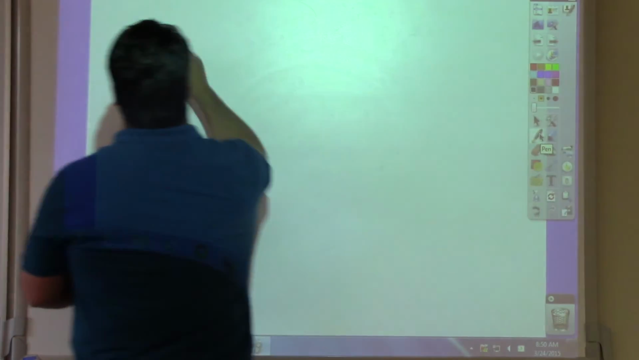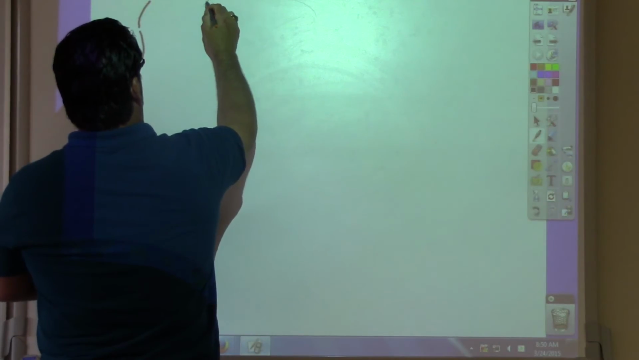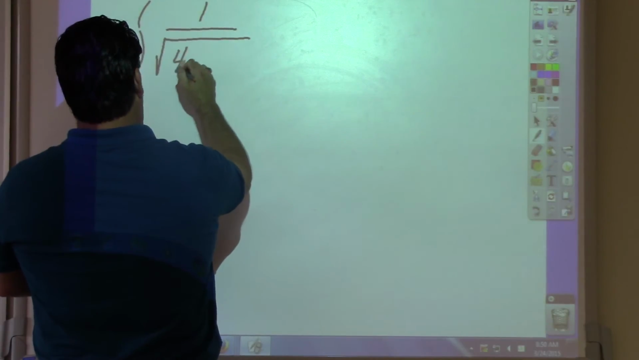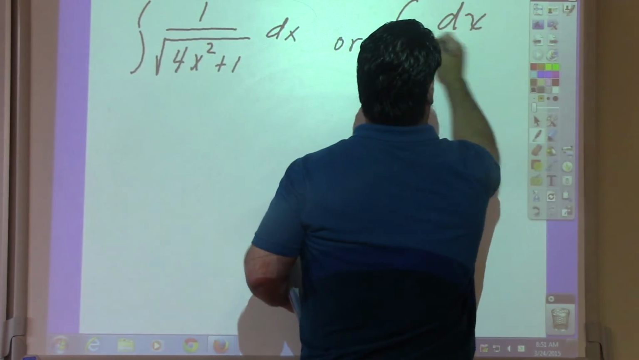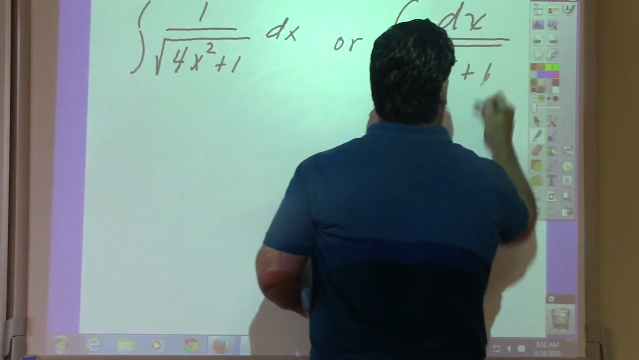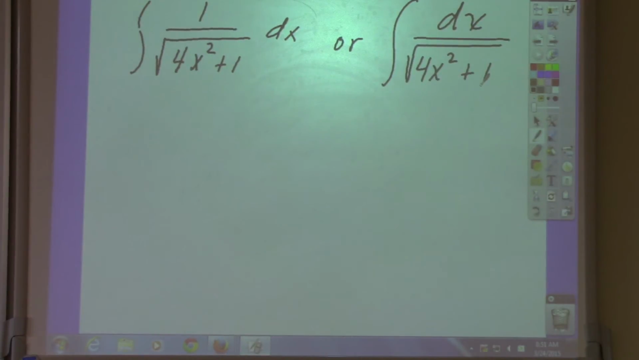Let's go with the antiderivative of 1 over the square root of 4x squared plus 1 dx, or the antiderivative of dx over square root of 4x squared plus 1. Okay, so take a minute and work on that for a second and see if you can match it up and get it started. You know it's going to have some kind of relationship to secant and tangent. Why? Because it's a squared plus b squared, or a squared plus x squared, or x squared plus a squared.